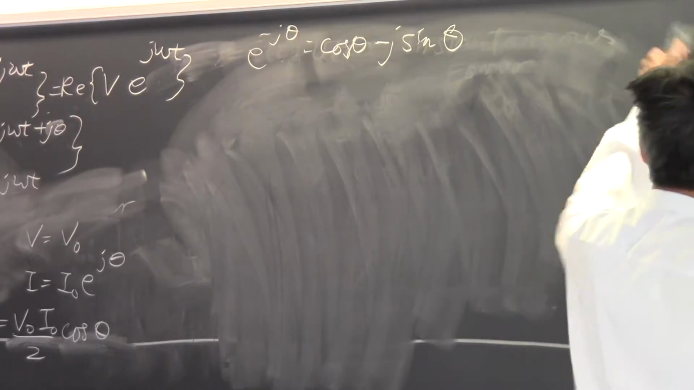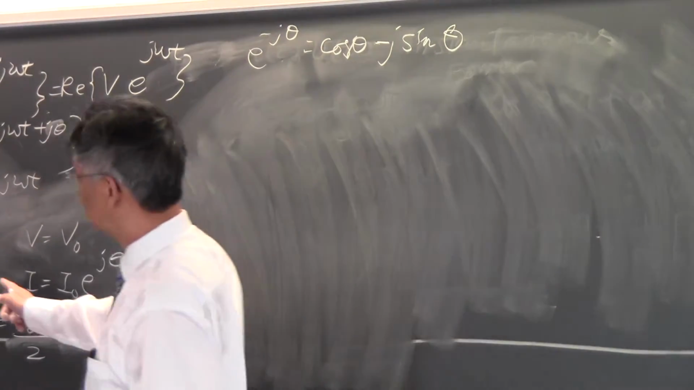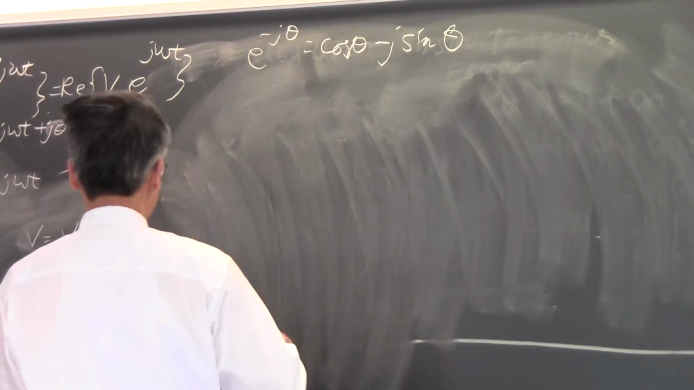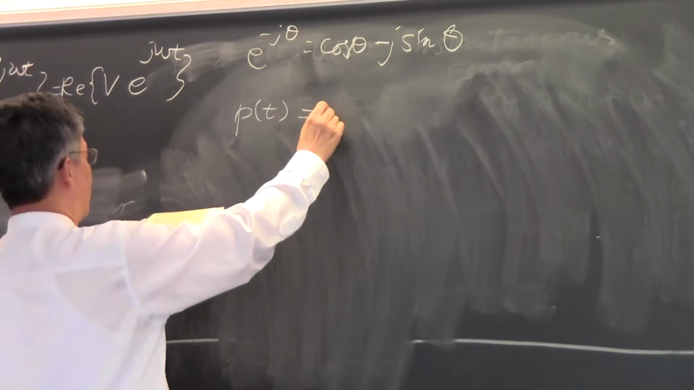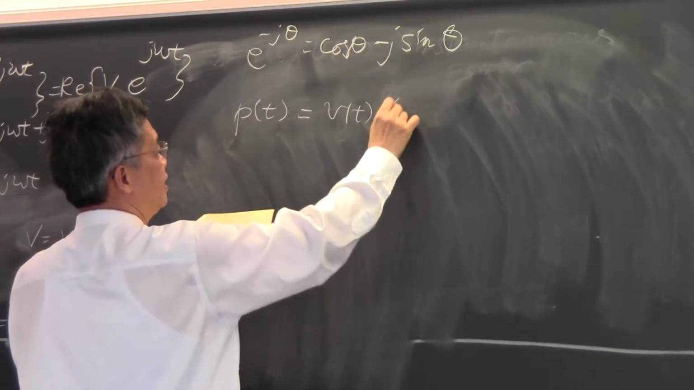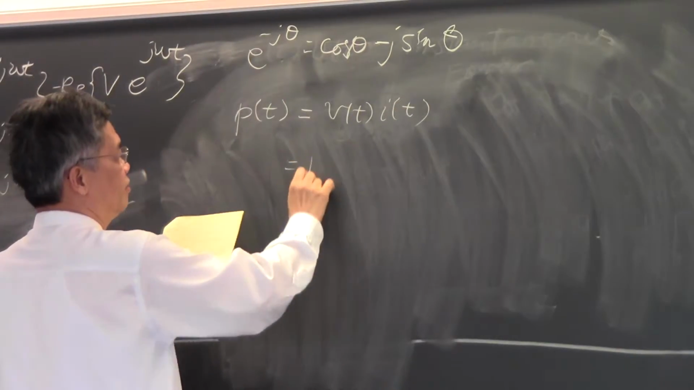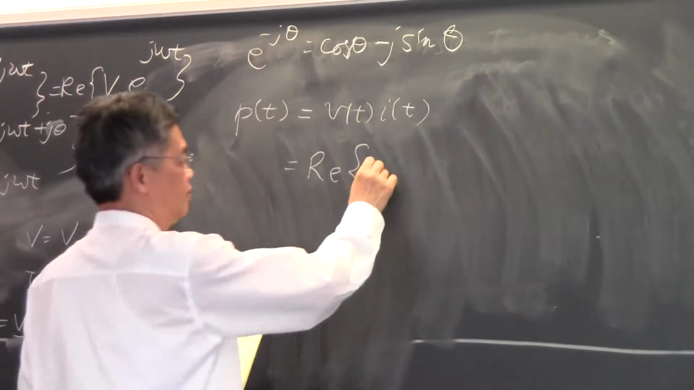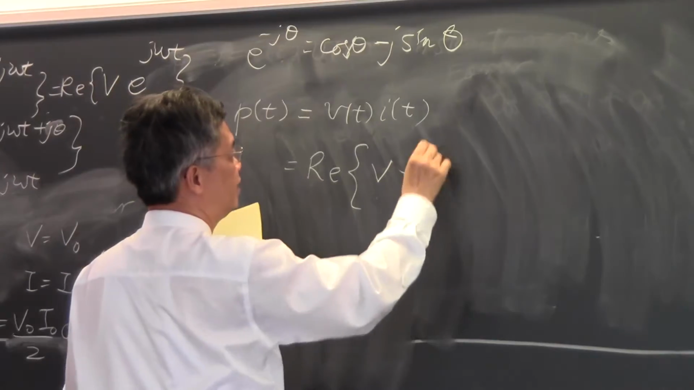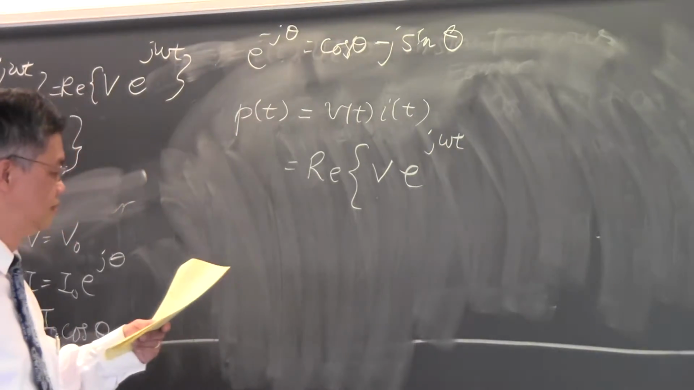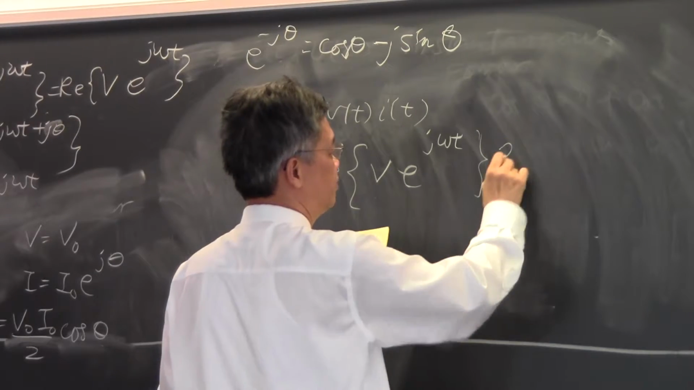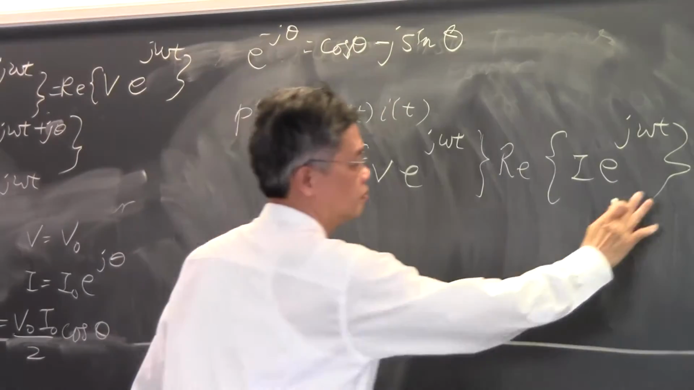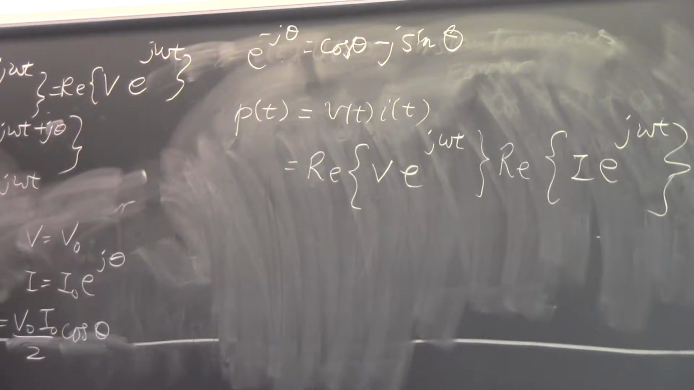Okay, let's prove that formula, and let's prove that this is a general truth. This is a universal truth. Okay, let's prove that. So, instantaneous power is equal to v(t) i(t). And if I write this in phasor form, this will be generally true for any phasors. Okay, V need not be just V naught, but V can be anything, times the real part of I e to the j omega t. Okay, this is just another way.